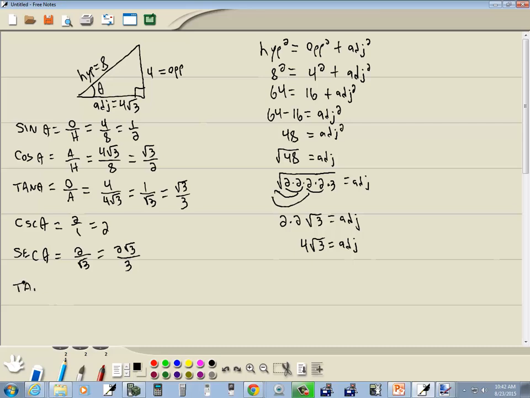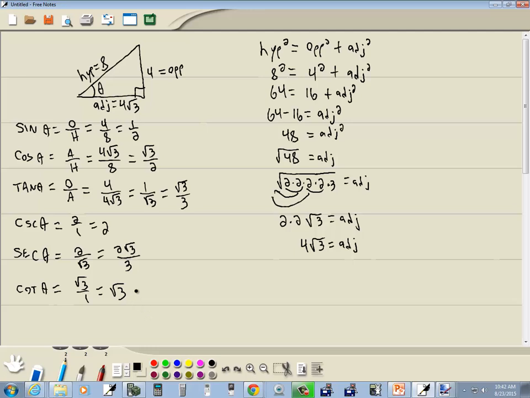And then, not tangent, cotangent is tangent flipped. And I'll pick the appropriate place to flip. I'll flip this fraction right here, 1 over square root of 3. Rewrite it as square root of 3 over 1, or simply just square root of 3.